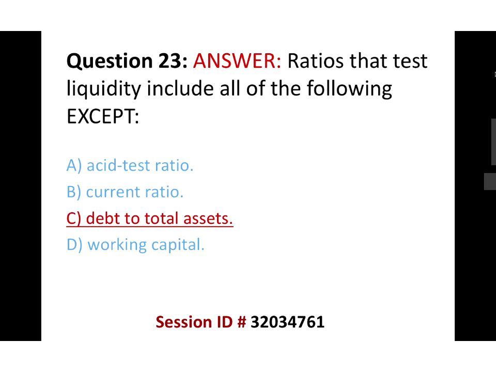I can't stand to end on a bad note. The answer here is debt to total assets. That's not a liquidity measure. Liquidity is going to be the acid test ratio or the quick ratio, current ratio, working capital. Okay, and so what we've done now is we've done a sampling of the ratios. We don't want to go on and do 100 ratios. So we're at the end.